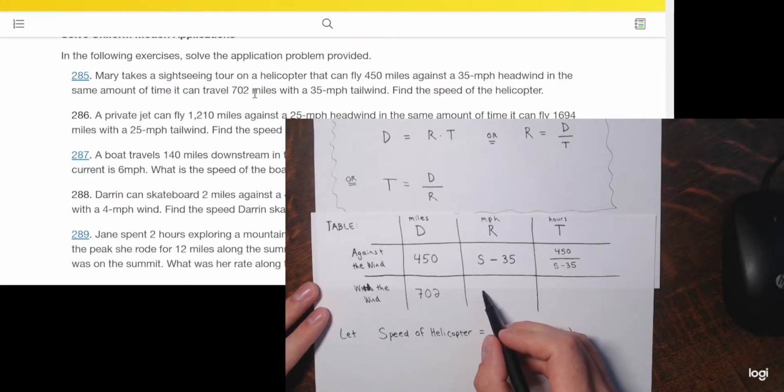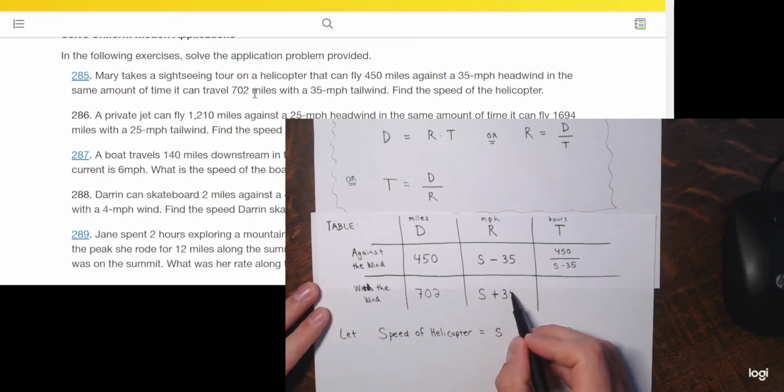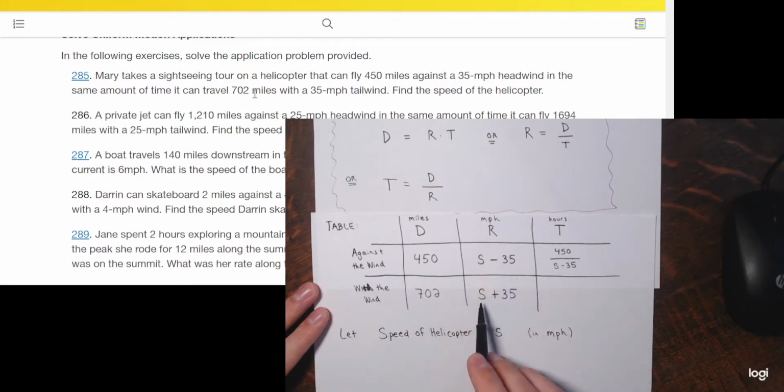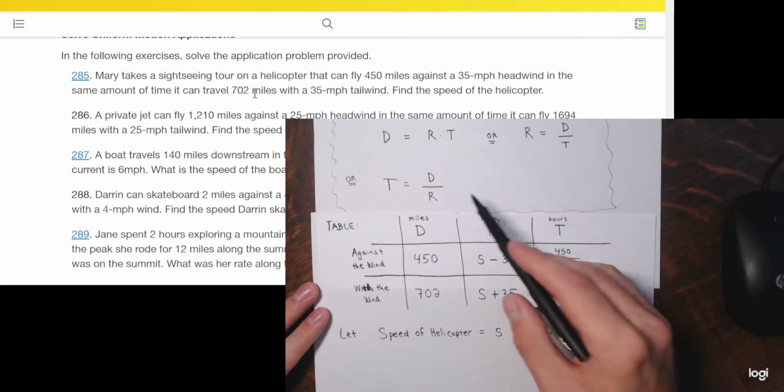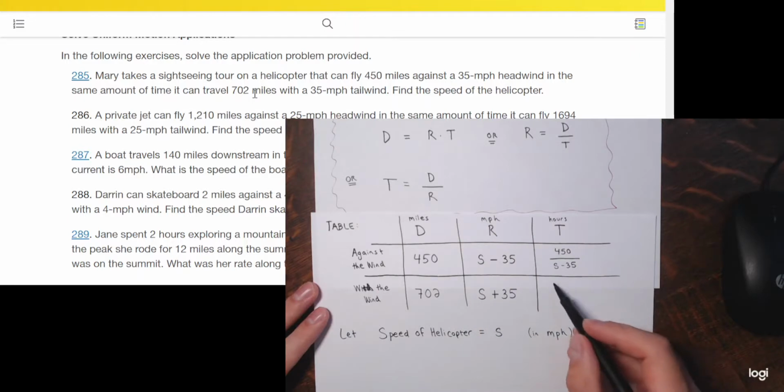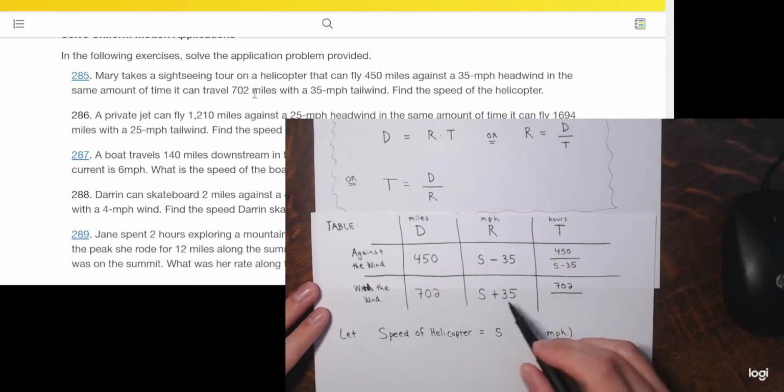Now with the wind, you have the speed of the helicopter, and then added to that, we get 35 miles an hour faster with the wind, right? So the rate of the helicopter with the wind is S plus 35. And then once again, once two of these boxes are filled in a row, you can find the third one using those two. The time, again, is distance divided by rate. So 702 divided by S plus 35.